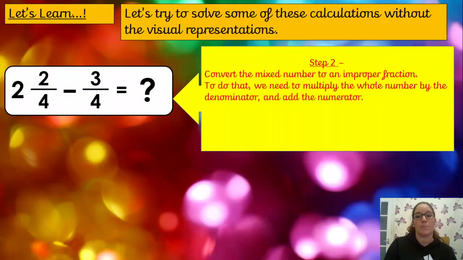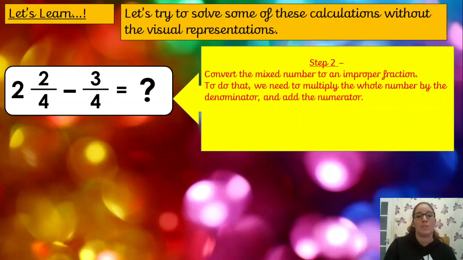Okay, so step 2. We need to convert the mixed number to an improper fraction. Now an improper fraction is when the numerator is larger than the denominator. Okay, do you remember how to do that?